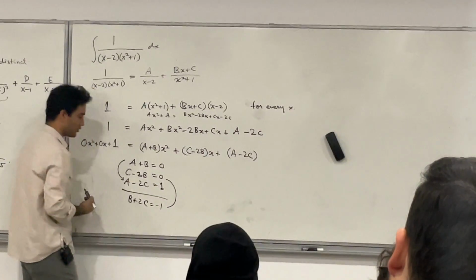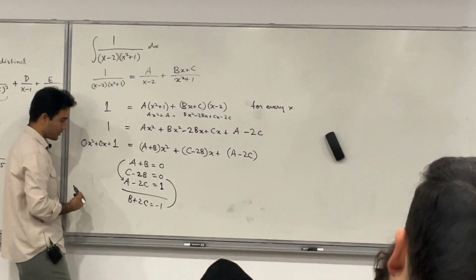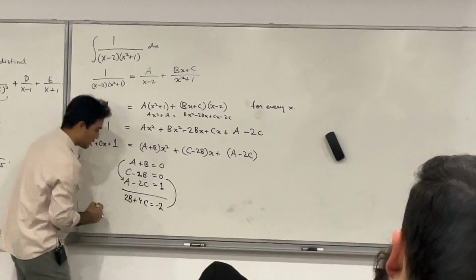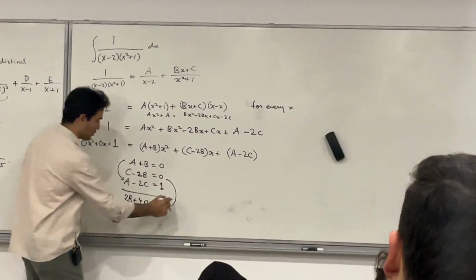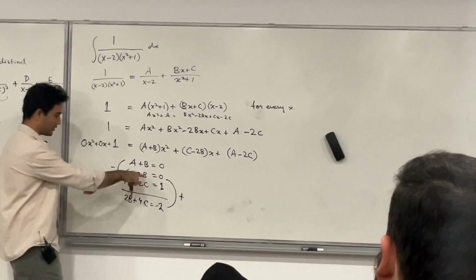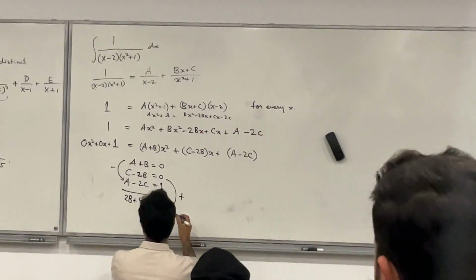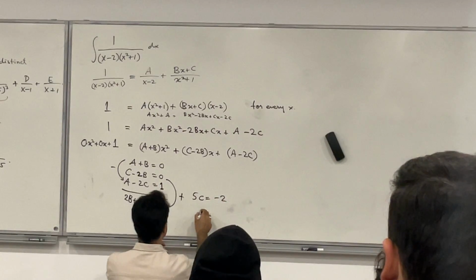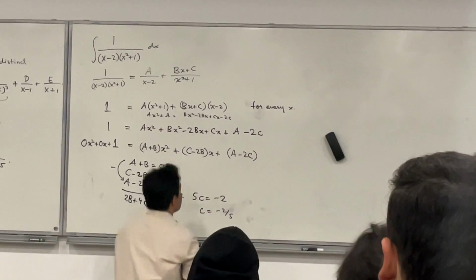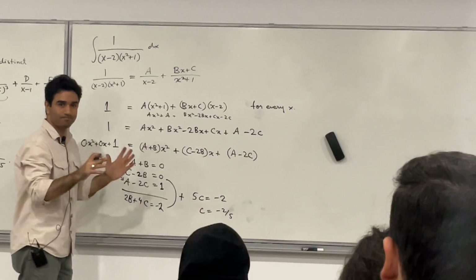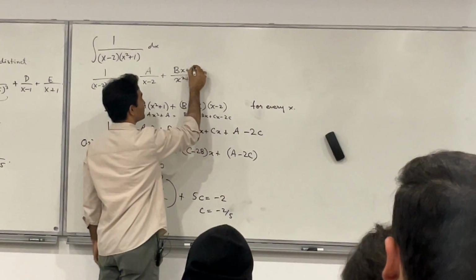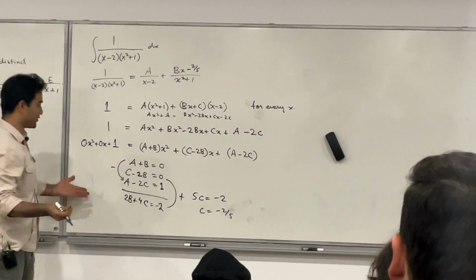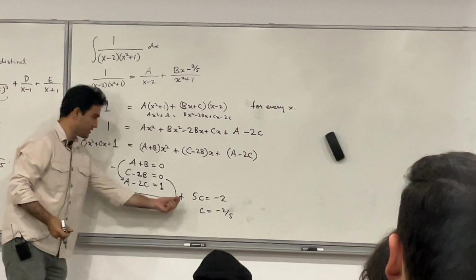Now I have two equations involving b and c. So maybe I'll double this equation and add these two. This was subtracting these two; let's add these two. So we get c plus 4c, that's 5c, is minus 2. So c is minus 2/5.